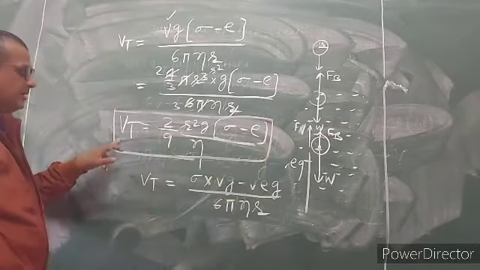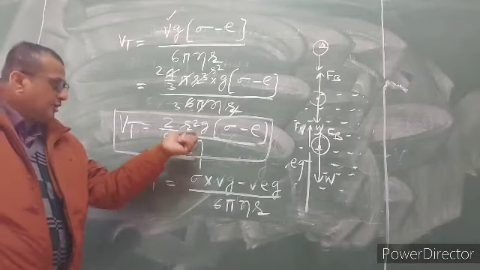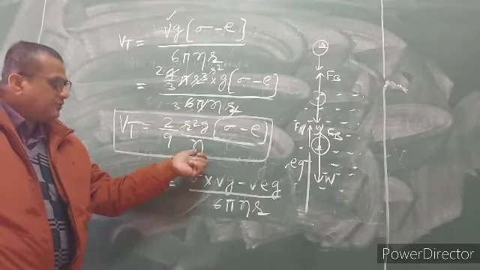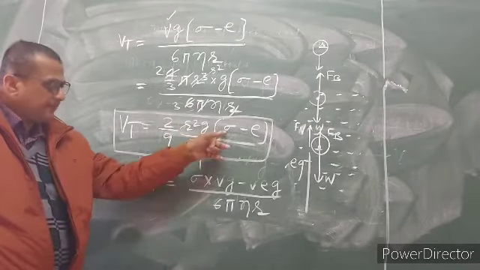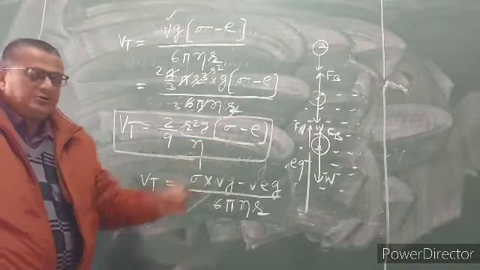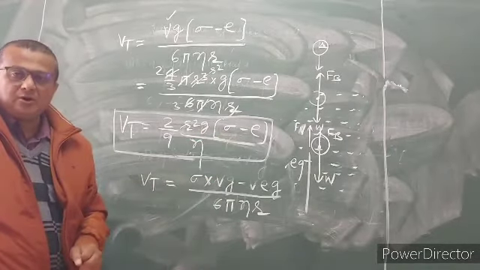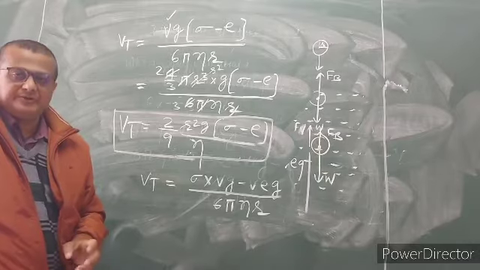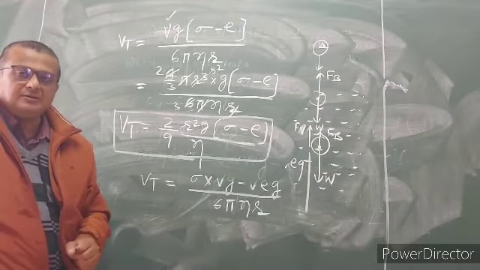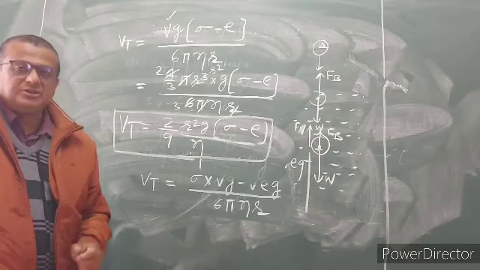So the terminal velocity depends on the radius of the body, eta the coefficient of viscosity, sigma the density, and rho is also a density. One is for the body and one is for the liquid. I think it is clear? Okay, see the next topic.